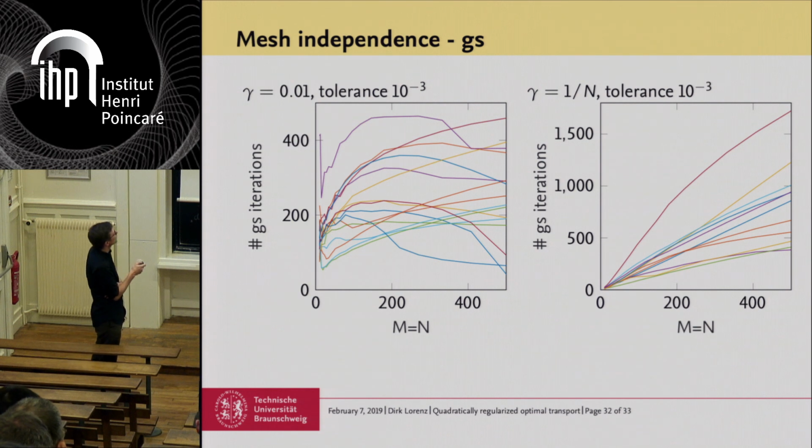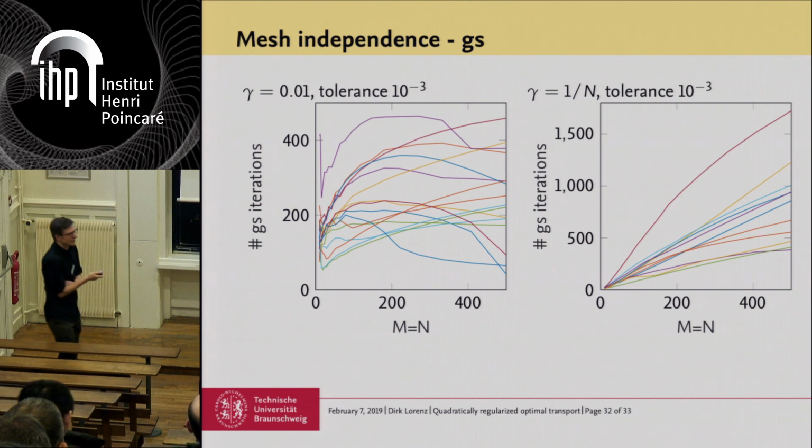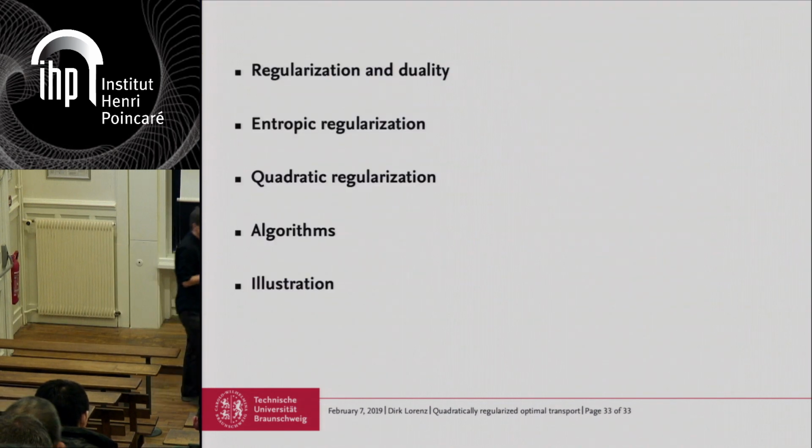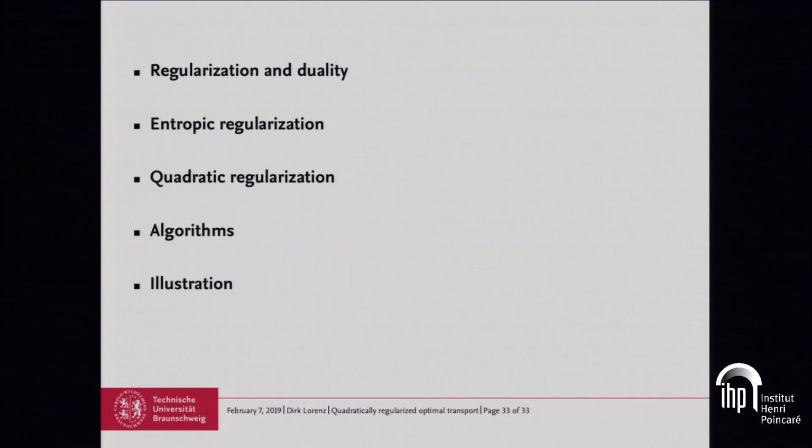But once you tie the regularization parameter to the mesh size, you see what I would have expected. The number of iterations grows linearly, but I don't know. Okay, and that was that, and thanks for your attention.